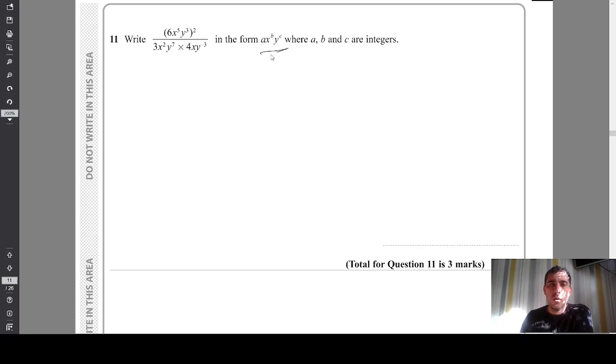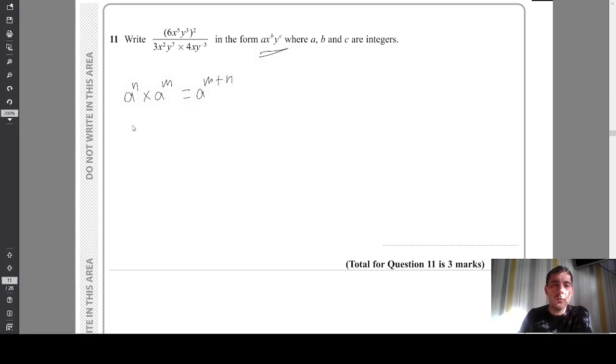Okay, so let's use laws of indices. So when you get indices, you need to check in your booklets and recall all relevant laws of indices. So the first of them is, if we've got a to the n times a to the m, which will give us the sum of indices, so m plus n.